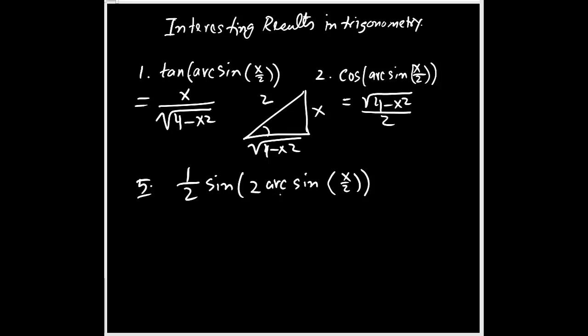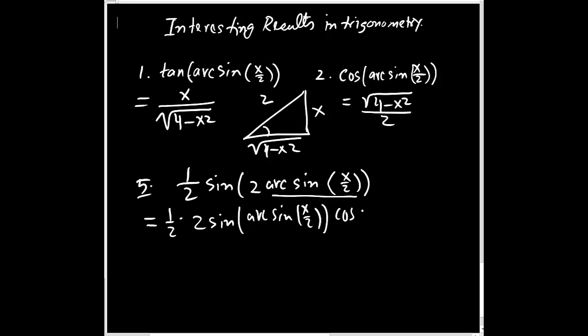So look, arc sine is actually the angle theta. So then we are going with something like sine 2 theta. The sine 2 theta formula is 2 sine theta cosine theta, where theta is arc sine x over 2. So 2 sine arc sine x over 2, and then cosine arc sine x over 2.